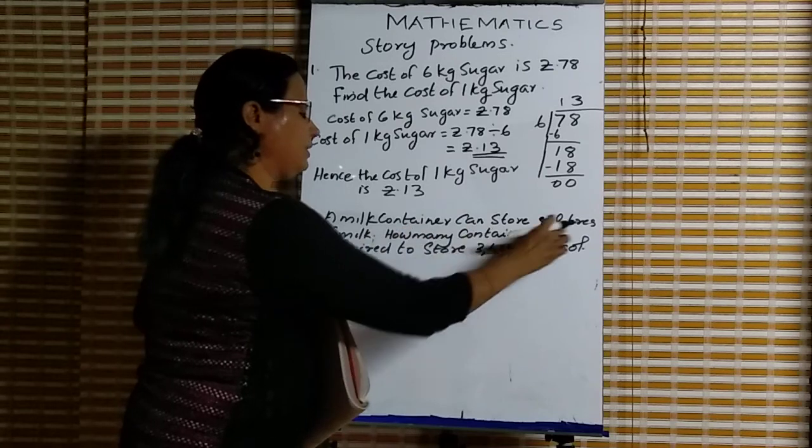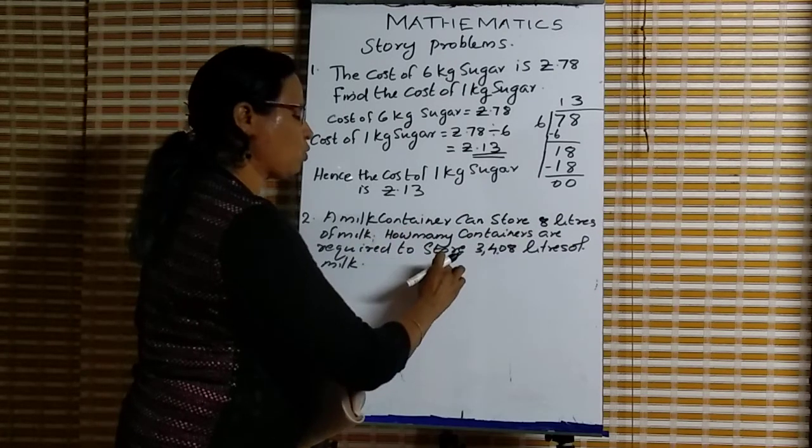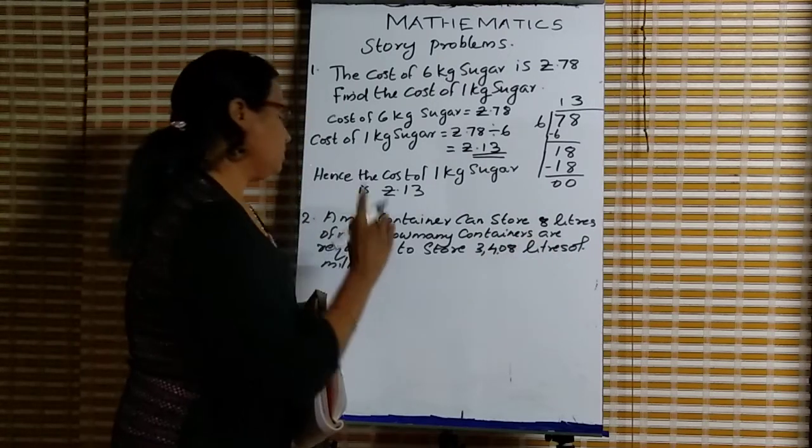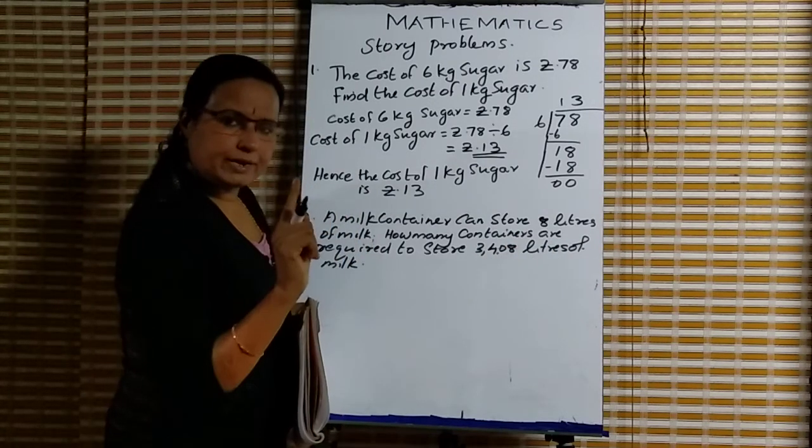How many containers are required to store 3408 liters of milk? 8 liters of milk in one container.